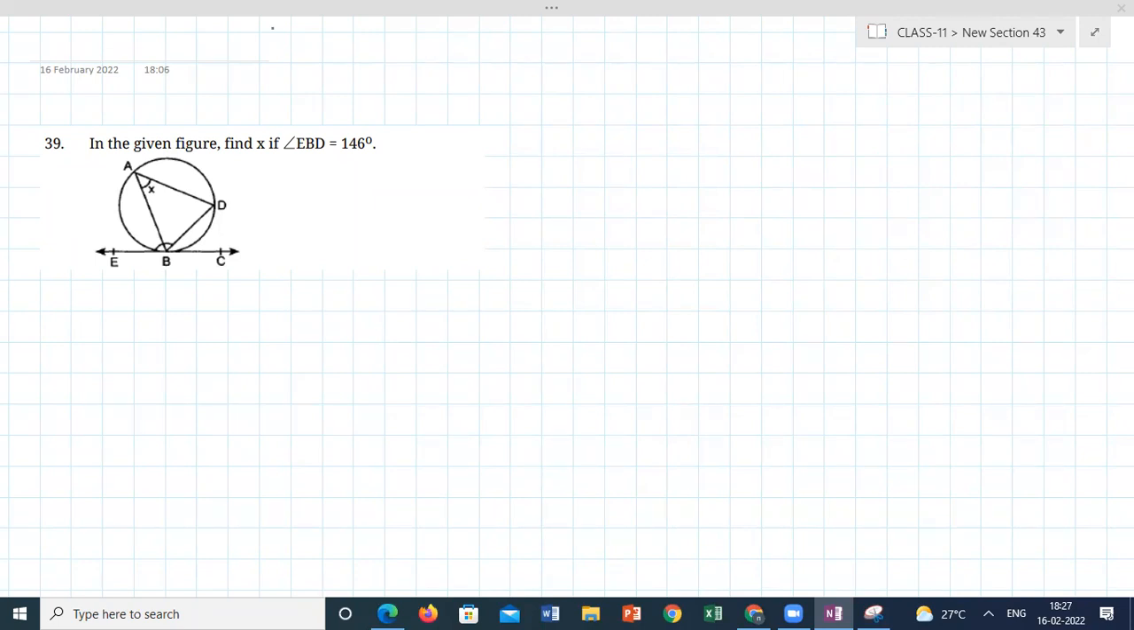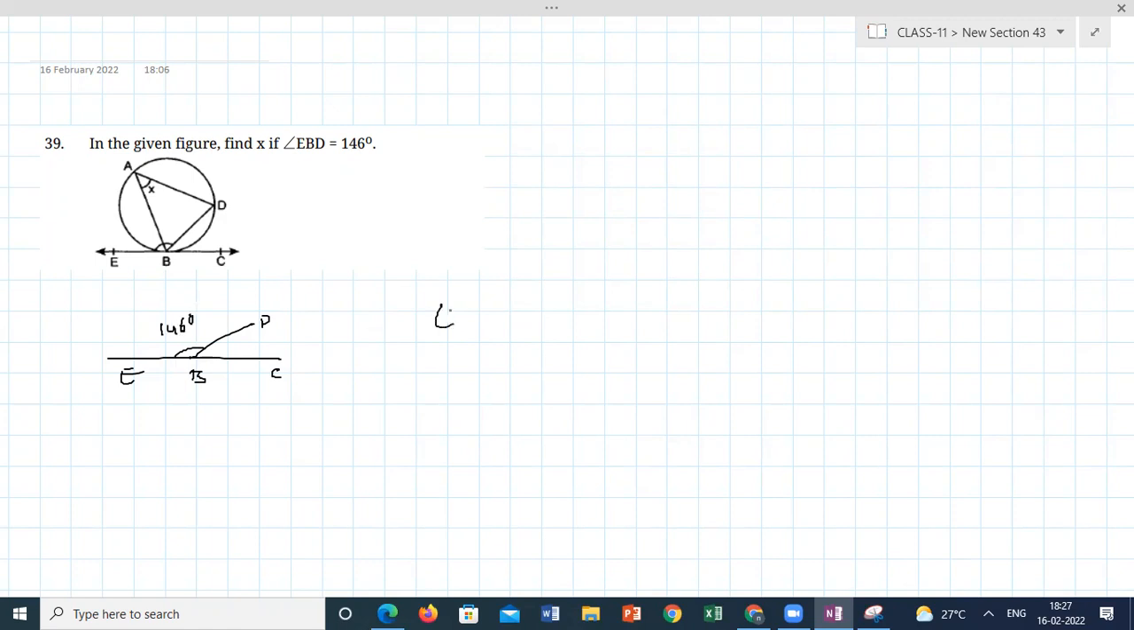Sir, can you please work it out for me? It is actually not much related to trigonometry, but it's a part of circles. See, what is the data given here? This is a line, B, B, E. See, this angle is given as 146.